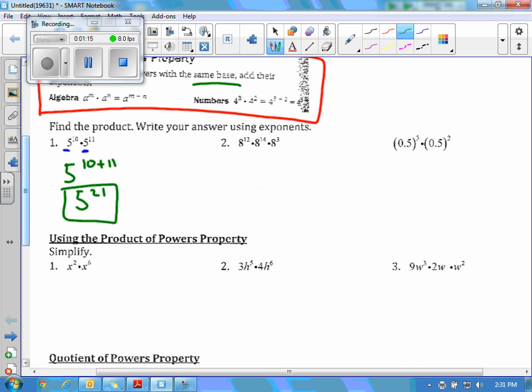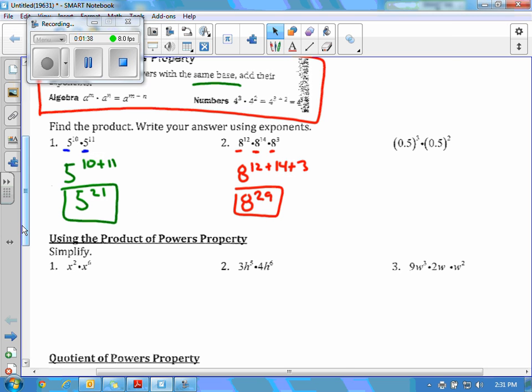For number 2, I have 8 to the 12th times 8 to the 14th times 8 to the 3rd. All of these have the same base of 8, so I can add all those exponents together: 12 plus 14 plus 3. That will give me 8 to the 29th. I'll let you go ahead and do the last one there. I just realized that 3 disappeared, so I'll let you see number 3 there.